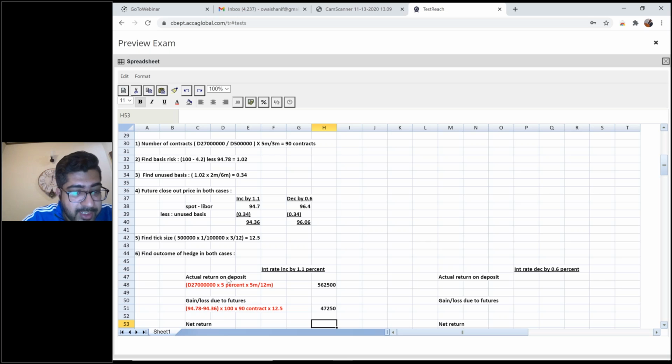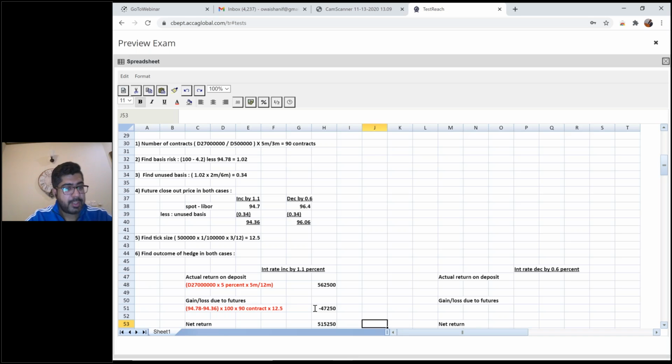If you buy something at 94.78 and sell for 94.36 less, is it a gain or a loss? Loss. Loss will be added or deducted? Loss will reduce our return, therefore deduct it. Your net return will be 515,250.